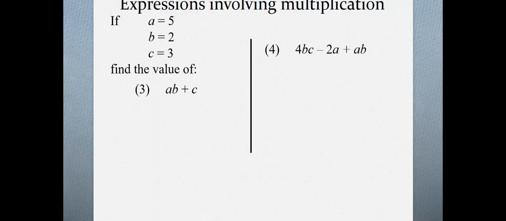Okay, our next examples involve expressions that have multiplication. So we can see A and B would mean A times B. So we have to know these skills in order to work out and find the value. So once again, A is 5, B is 2, C is 3. Replace the variables for each of these questions using substitution, and then we can work it out. So have a go first.